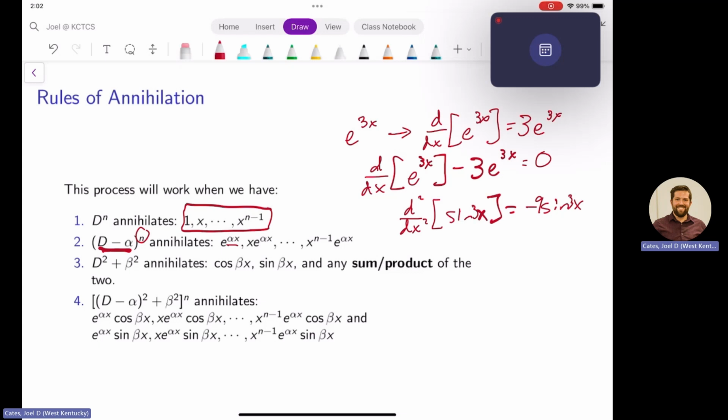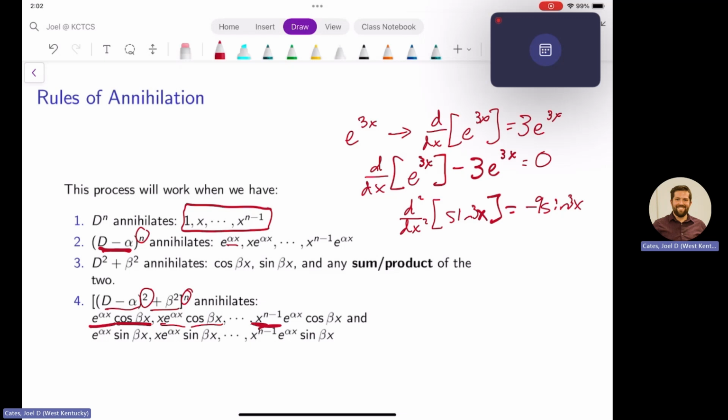Now, if we get a combination of all this, well, if I have e to the ax by cosine or x e to the ax by cosine, well, there's the D minus a to take care of the exponential. That thing is squared and added to beta squared to help me with the cosine or sine portion. And then it's raised to the n to help me with the polynomial portion. So you see how these different annihilators come together.